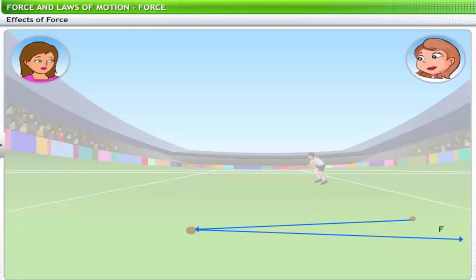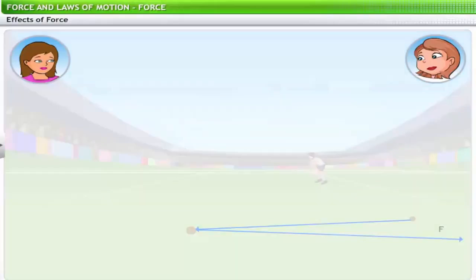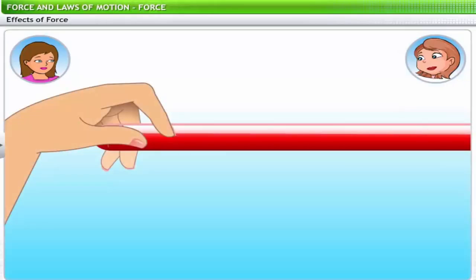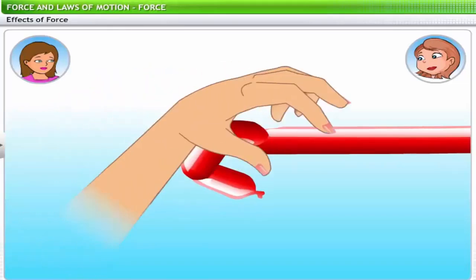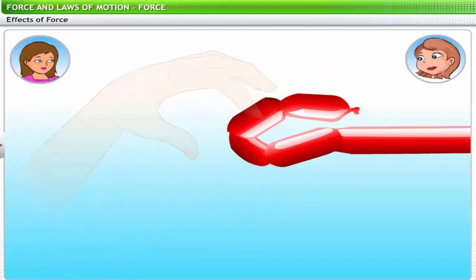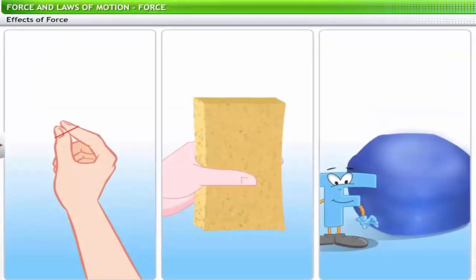And how does force affect the shape of an object? You may have noticed how a balloon man creates figures from balloons. Yes. They do that by squeezing the balloons in different places. Right. By squeezing, they are applying force on the balloon. This makes the balloon expand in other areas.